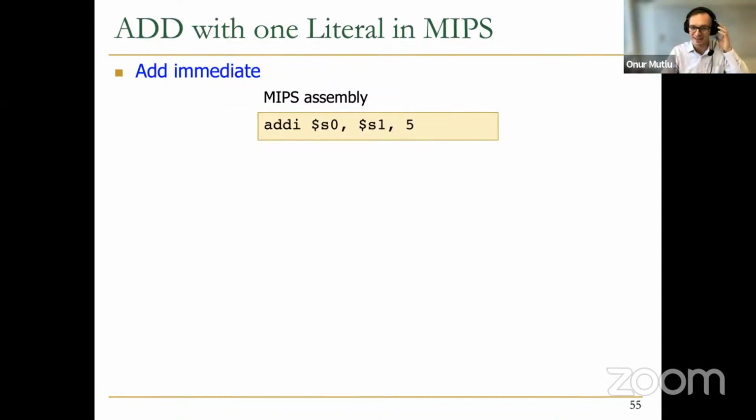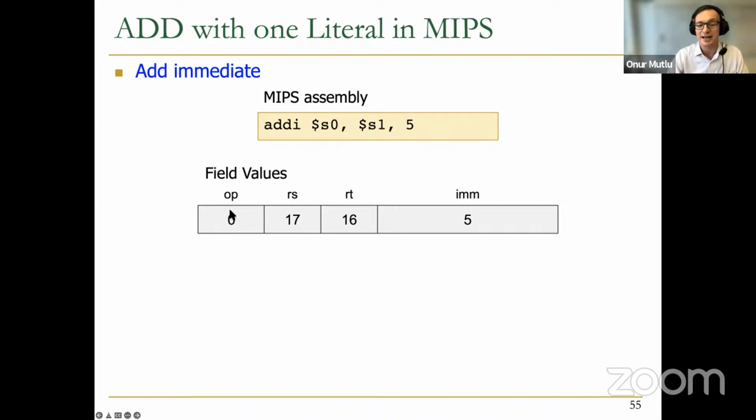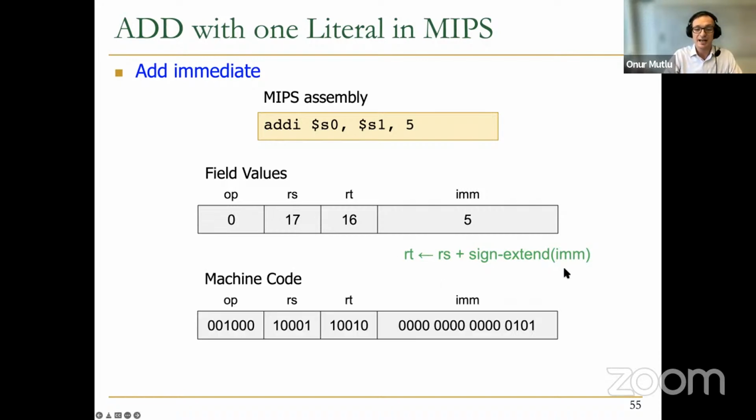Let's take a look at add immediate. This is the MIPS assembly of the add immediate, very similar to the LC3 assembly, except the encoding will be very different, as you can see. The encoding looks like this: opcode, and then RS, RT, and the immediate over here. And you can see that RT gets RS plus sign extended immediate. And this is the machine code.